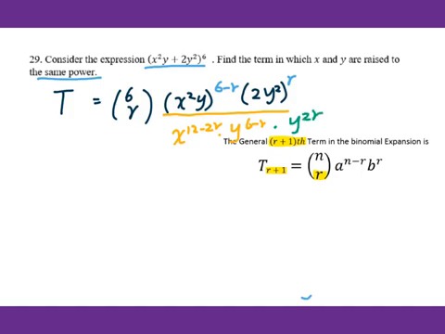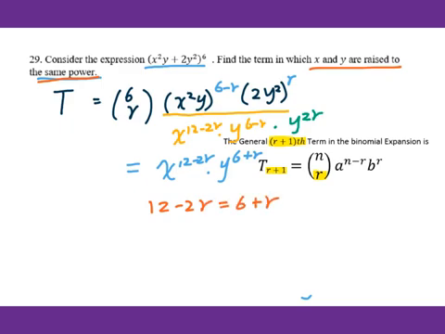We only care about the exponents of x and y. So we get x is 12 minus 2r. For y, adding, we got 6 plus r. This says x and y are raised to the same power. In other words, 12 minus 2r equals 6 plus r. Solving the linear equation, you will get 6 equals 3r. So r equals 2.